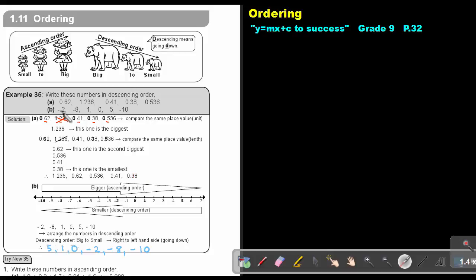Okay, if I look at these integers, the best will be to just place it on a number line. So there's -10, -8, -2, 0, 1, 5. Okay, now remember in descending order, so it's from the biggest to the smallest. So it's first 5, then 1, then 0, then -2, then -8, and then -10.